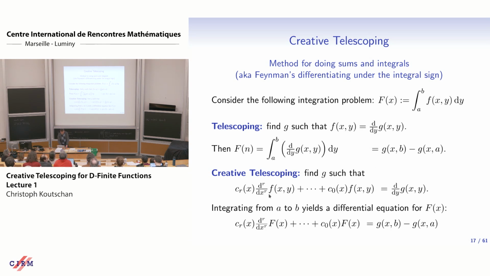And here now you look for a linear combination of derivatives of f, when you take the derivative with respect to the first variable, to x. And you assume that you find these coefficients such that this thing has an antiderivative. Then you integrate this equation, and what you get is a differential equation that is satisfied by your integral, capital F of x, with a possibly inhomogeneous right-hand side. Okay?